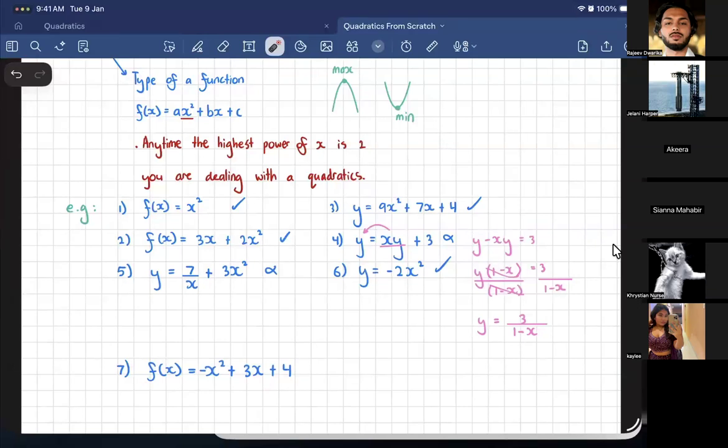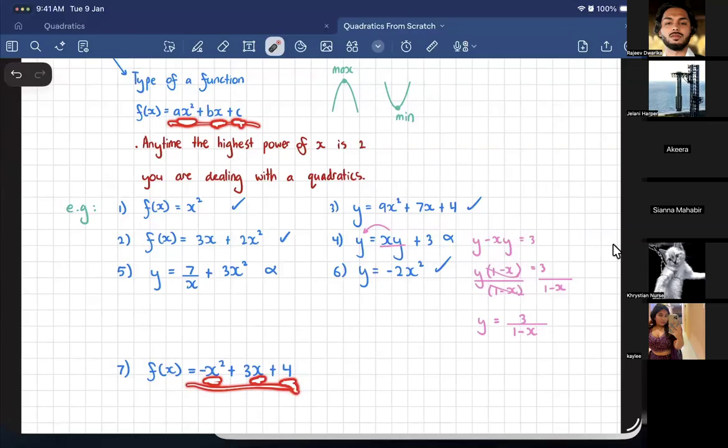Christian? Yes, sir. What do you think 7 is? Quadratic or not quadratic? Quadratic because the x is to the power 2, sir? Yeah. And if you compare this to this, it's looking kind of similar, right? You have the x squared, you have the x, and you have the number c.